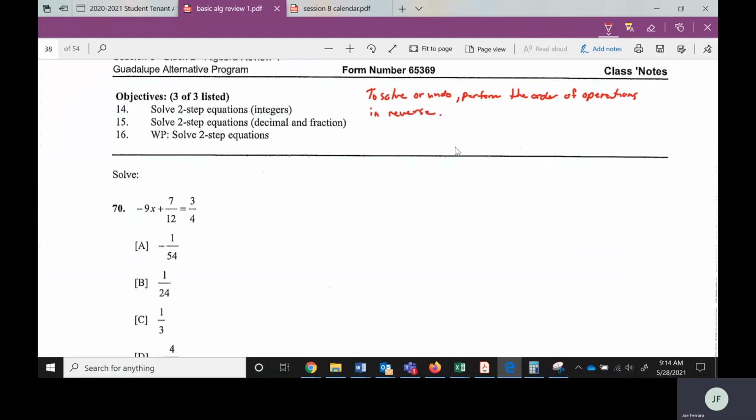Now with this section, we're not going to be having parentheses and exponents and things like that. So you're just going to have adding, subtracting, multiplying, dividing. In regular order of operations, you do multiplication and division before addition and subtraction. So when we do these in reverse, we're going to undo addition or subtraction, then undo multiplication or division.